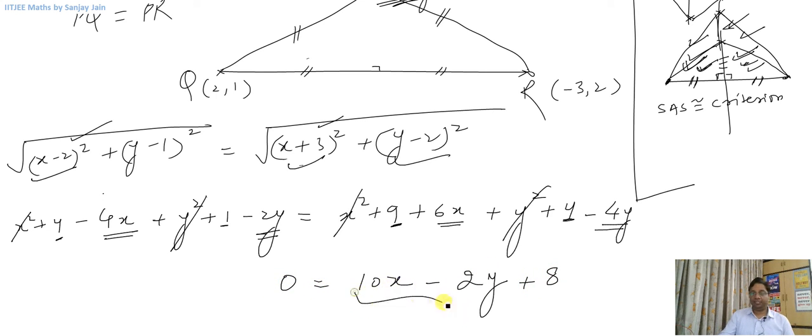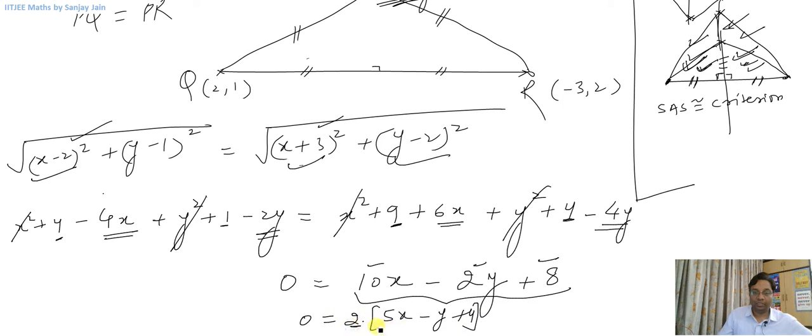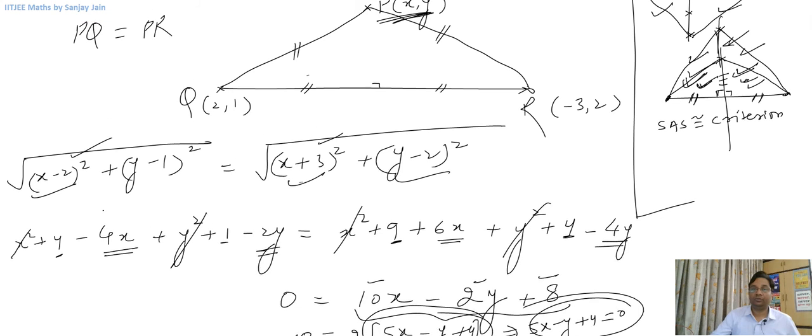So now I've got this linear equation. You can see that I can take 2 common from all these three parts. So if I take 2 common, it will be 5x minus y plus 4. So 2 into this expression is equal to 0. So for this to be equal to 0, this expression will have to be equal to 0, and this is what we need to show. So this implies 5x minus y plus 4 is equal to 0. This is what we need to show here.